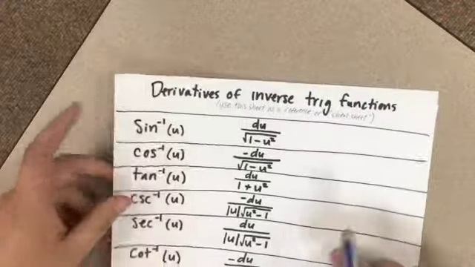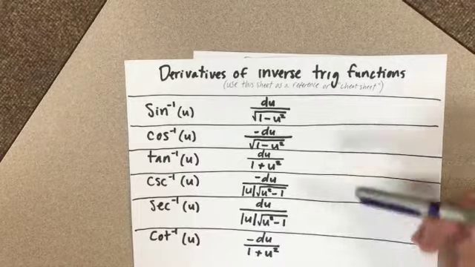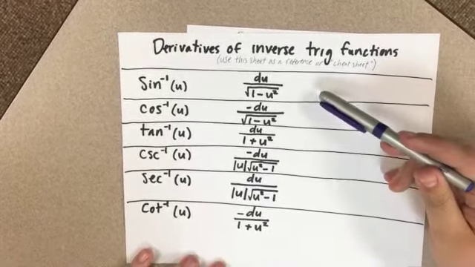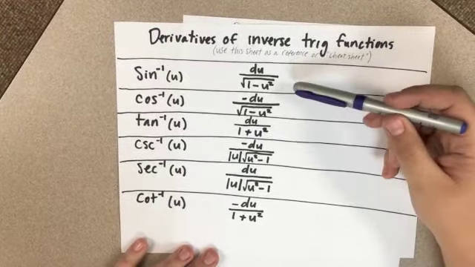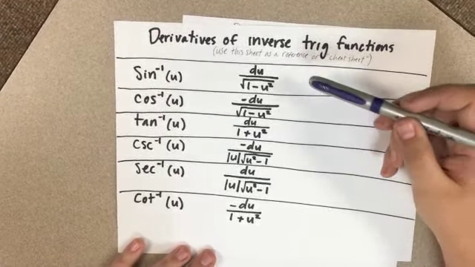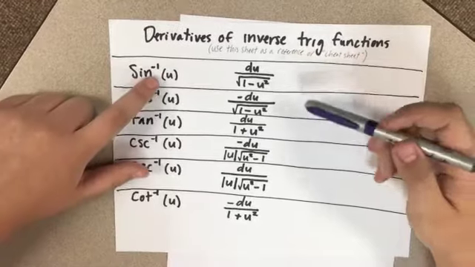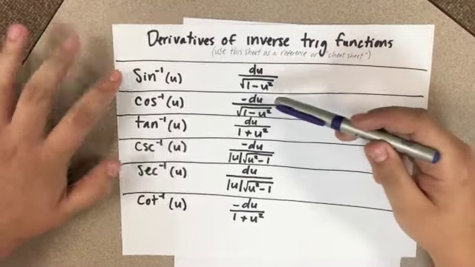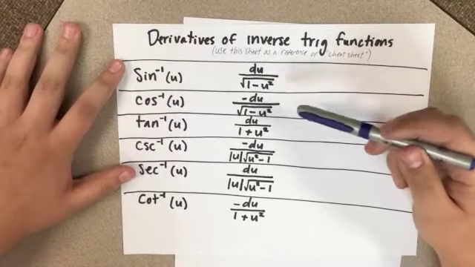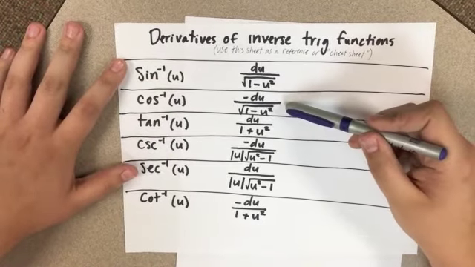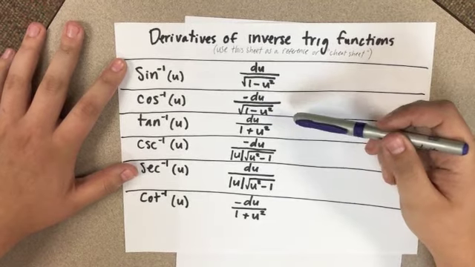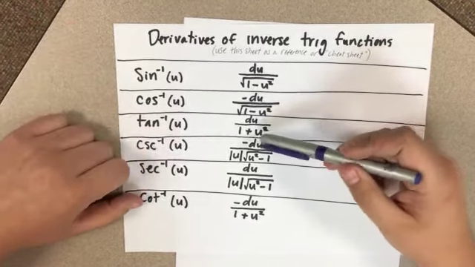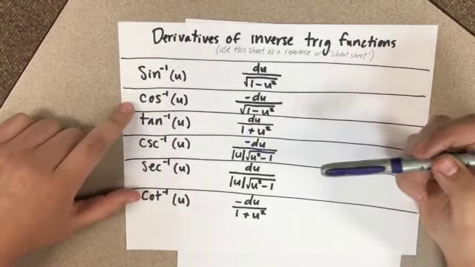So now over here you can see all the cheat sheets where you just plug and chug for the derivatives, and I'll go over them quick. For inverse sine, you have the derivative of u on top, and that's over the square root of 1 minus u squared. For cosine, it's the exact same thing except it's just negative. For tangent, it's the derivative of u on the top divided by 1 plus u squared.